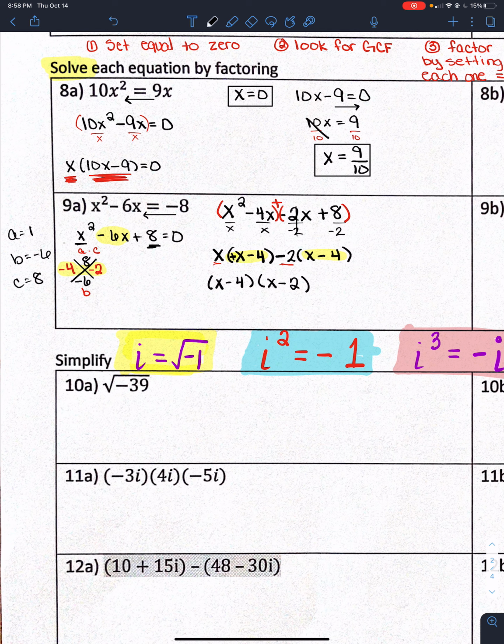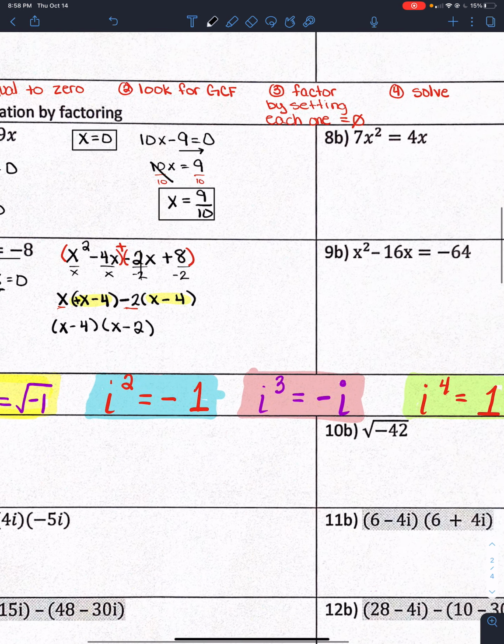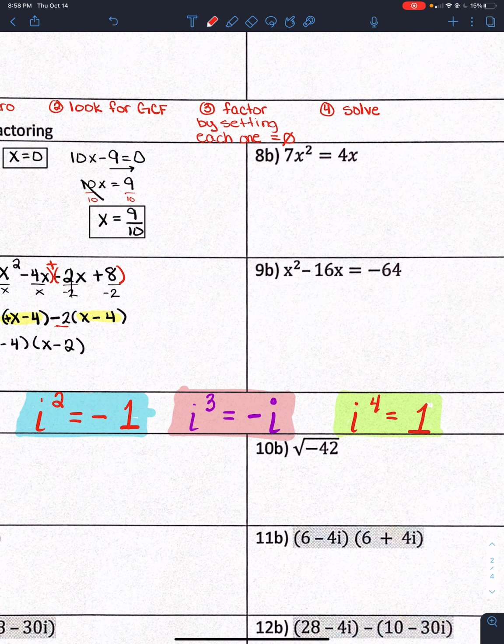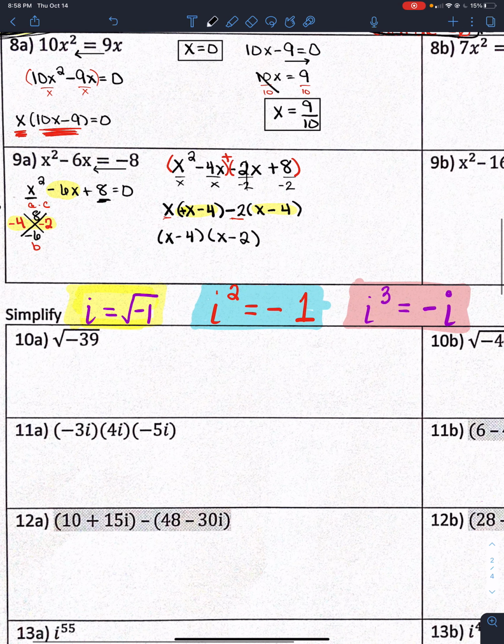Key word here, they asked us to solve. So whenever they ask us to solve, my fourth step is solve by setting each one equal to 0. Oh, that's where I put the factor at. That's actually the solving part, by setting each one equal to 0. So I'm going to have x minus 4 equals 0. And I'm going to have x minus 2 equals 0.